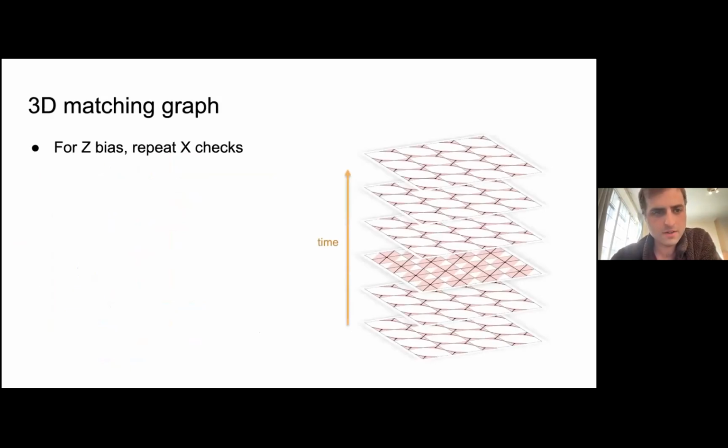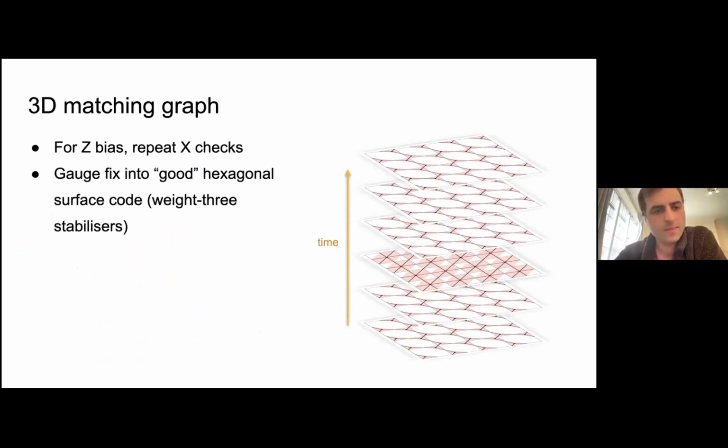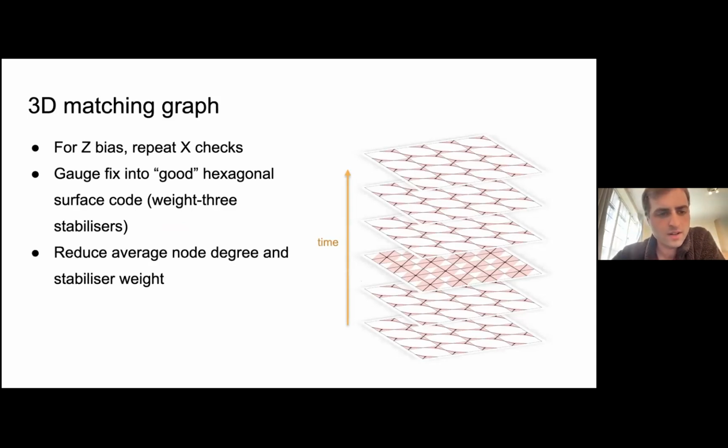So if you look at the 3D matching graph now, and imagine, say, we wanted to tailor this to Z-biased noise, you could repeat the X checks more often. And you're essentially gauge fixing into this good hexagonal surface code, good in the sense it has a higher threshold if you consider it just as a static code, with weight 3 stabilizers. And therefore you reduce the average node degree in the matching graph. However, your check weight is still always 3. So although you're fixing temporarily into these hexagonal surface codes, you never have to measure the weight 6 stabilizers directly because you're still on the subsystem code.